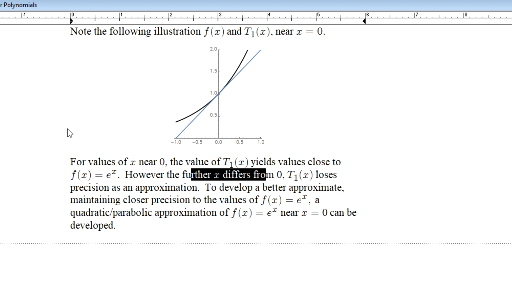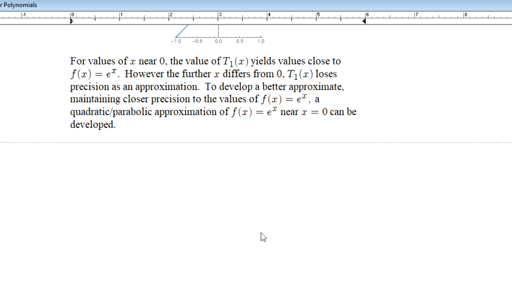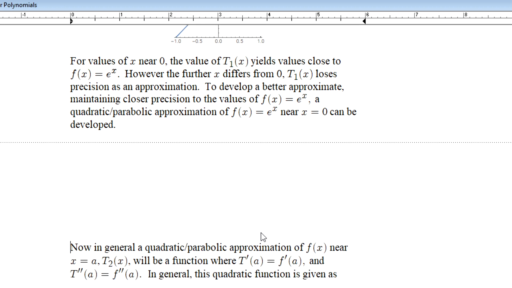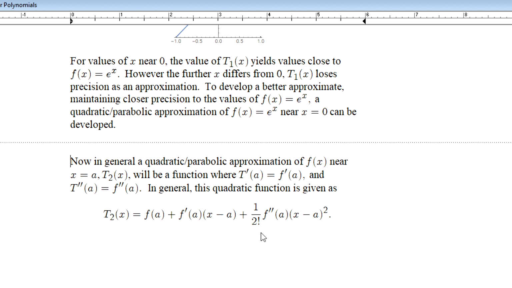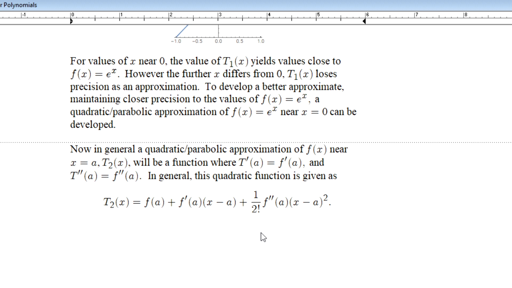However, we can use a little bit of calculus to develop an approximation that maintains a little closer precision near this value of x equal to 0 in our function f of x equals e to the x. What we can actually go on to develop is what we call a quadratic or parabolic approximation of our function. All right? That is going to give us a little bit more precision. Now let's state in general here how we're going to find this result.